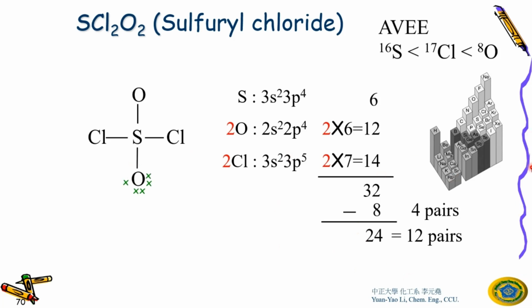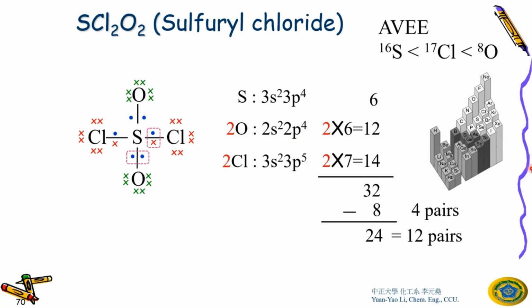And then you start to place these pairs. For example, oxygen has 6 valence electrons, and chlorine has 7 valence electrons. Okay, and then you put sulfur in the middle, and that's how you draw the structure.